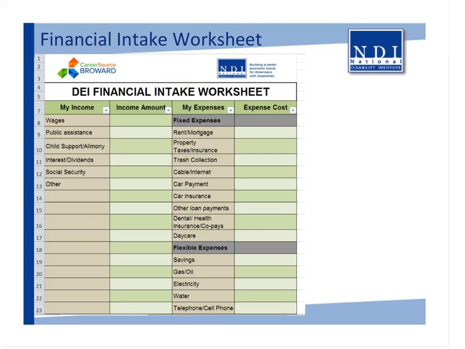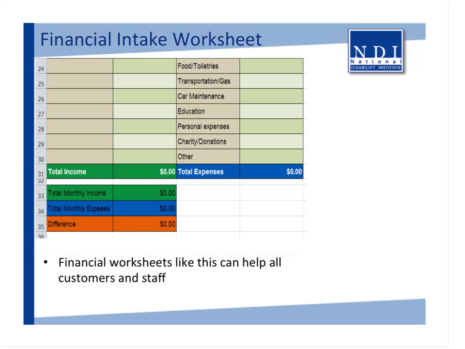So as you can see here, here's the financial intake worksheet. It has our logo, it has NDI, and this is an Excel spreadsheet. So all they have to do is put in the income amounts, the expense costs, everything will add up, and it'll give them the differences at the end, where it says total monthly income, total monthly expenses, and the difference.